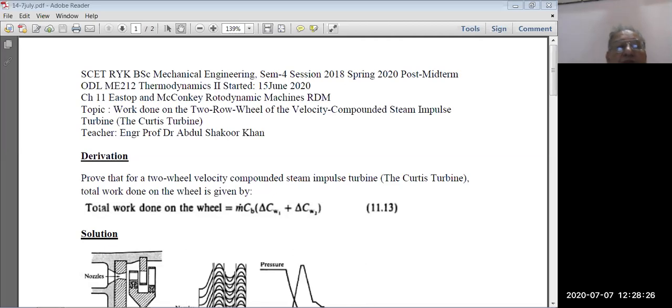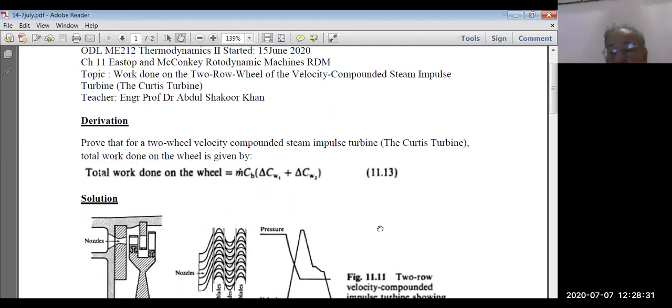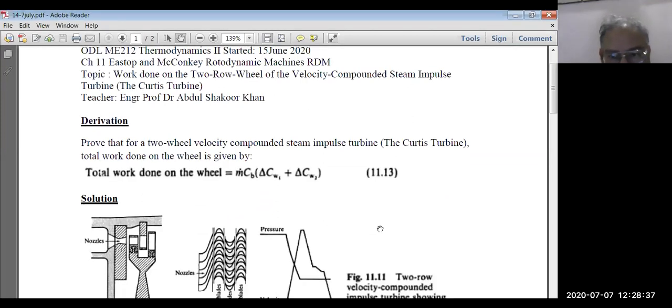Today our topic is work done. We will derive an equation for the work done on the two-row wheel of a velocity compounded steam impulse turbine.